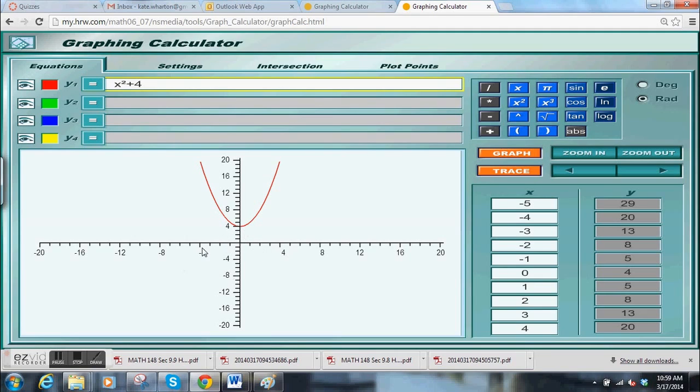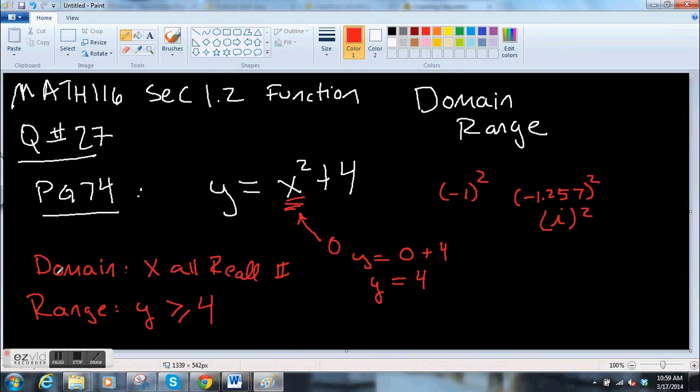But there's a whole bunch of areas of this y value here where this parabola is never going to hit it. So the y values are from 4 on up, and the x values can go anywhere. So that's why the domain is all real numbers and the range is y greater than or equal to 4 with the real numbers. You're not going to get an imaginary number with this one. Okay, let's look at another one. Let's look at number 29.